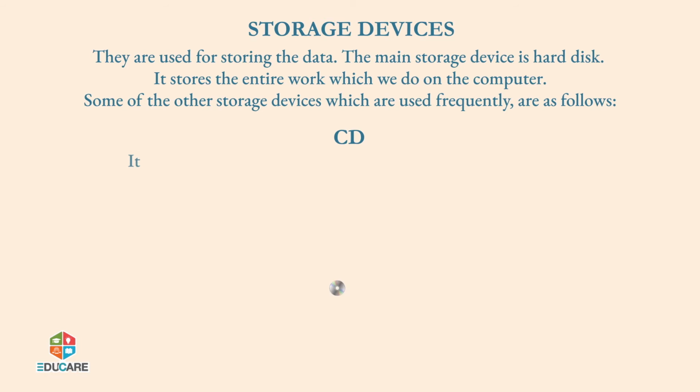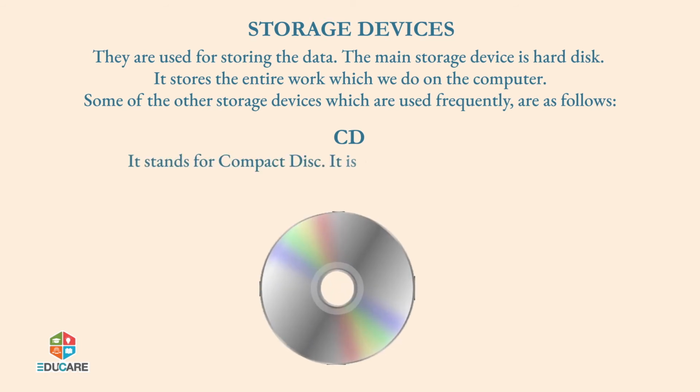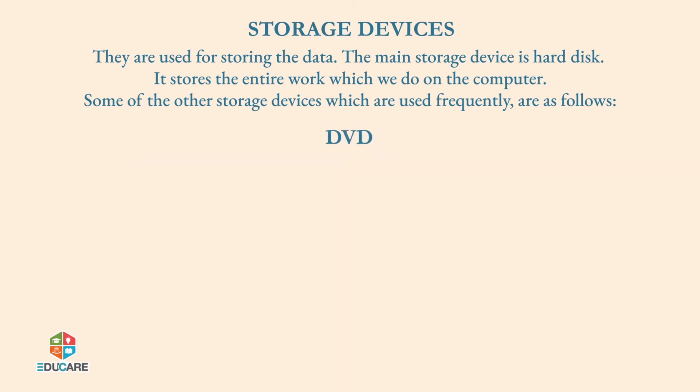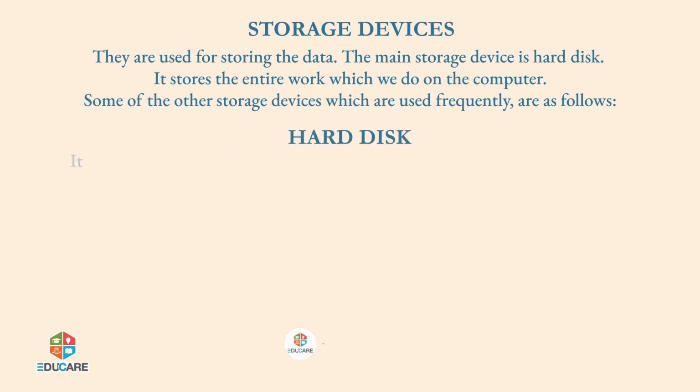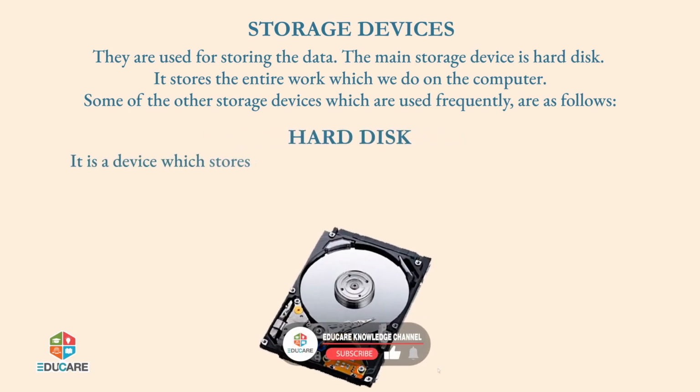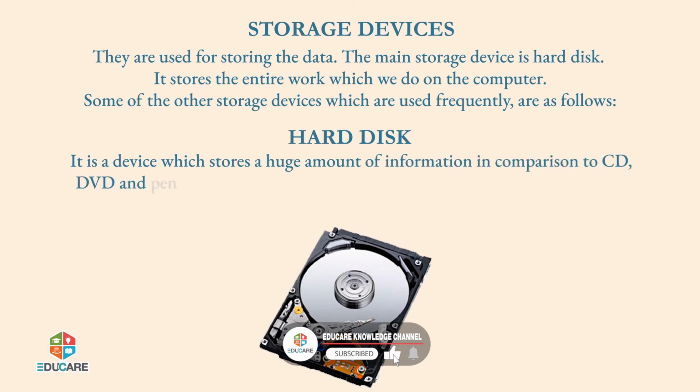CD. It stands for compact disc. It is a flat round disc which stores a lot of information in it. DVD. DVD stands for digital versatile disc. It can store more information than a CD. Hard disk. It is a device which stores a huge amount of information in comparison to CD, DVD, and pen drive. It is present inside the CPU box.